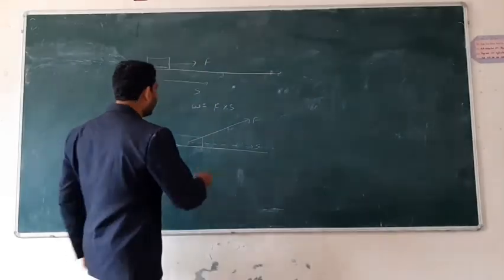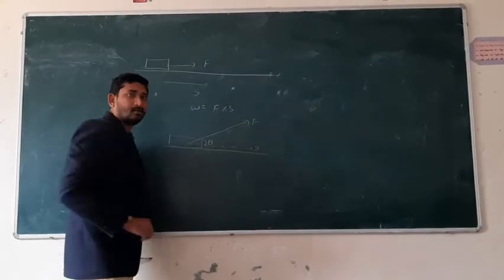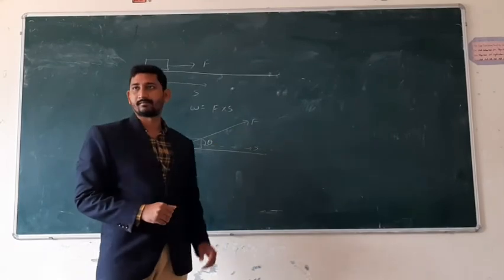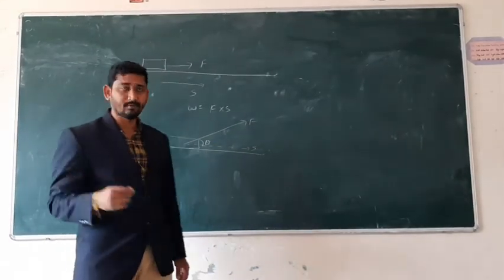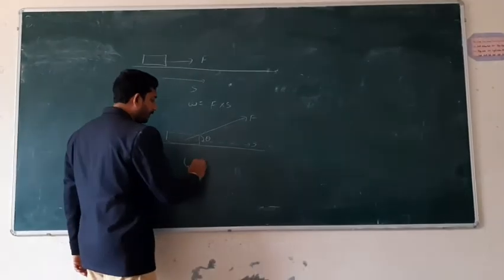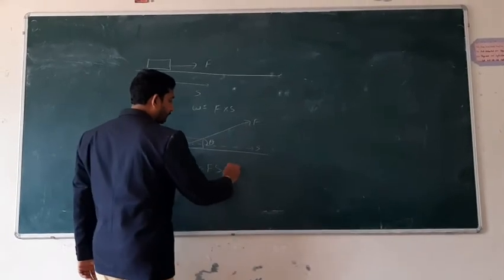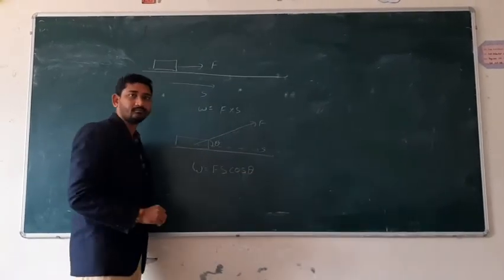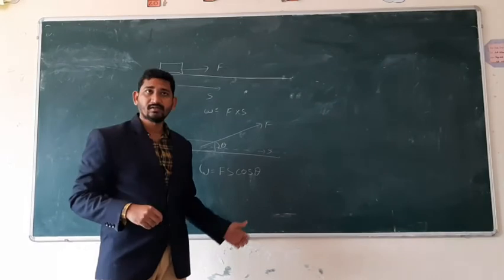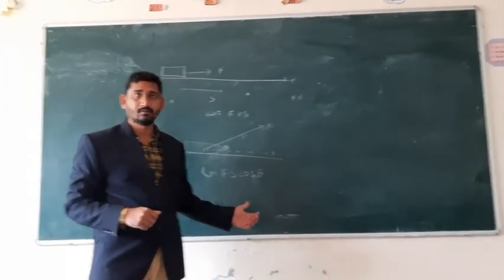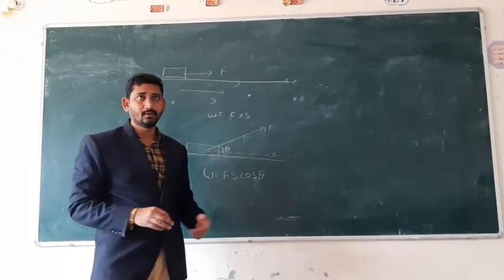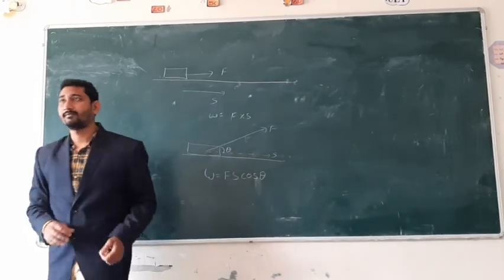When there is an angle theta between the displacement and force, we have to use W equals F s cos theta. Do you know what cos theta is scientifically? You don't know? You don't know about trigonometry?